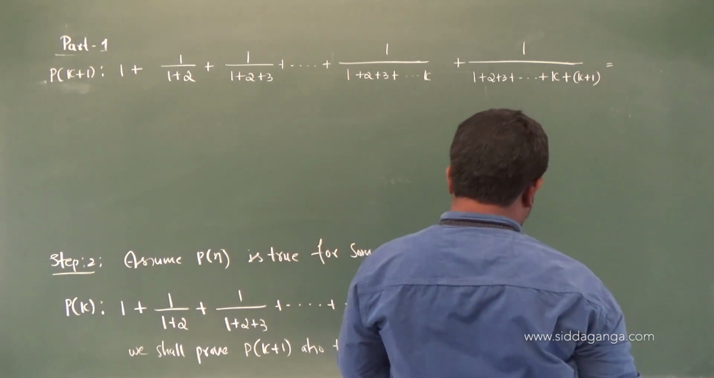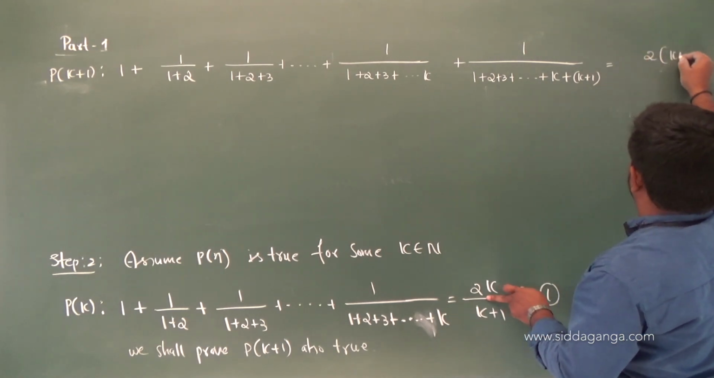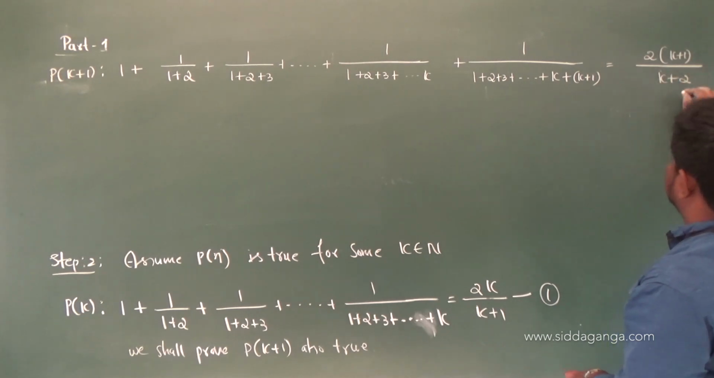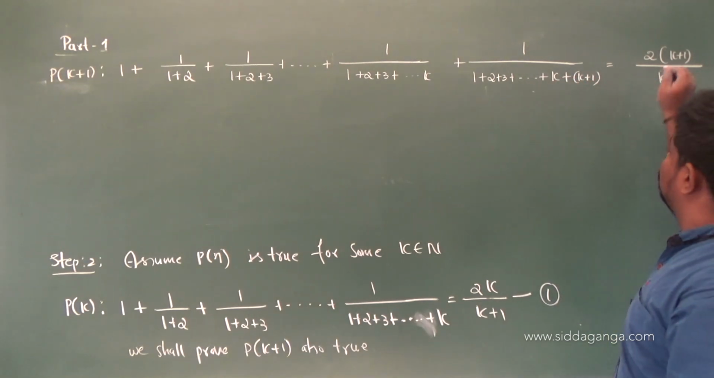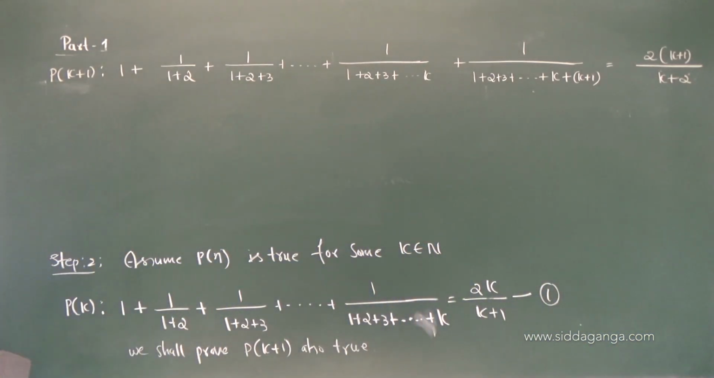So the answer should be what? In place of k, 2 into k plus 1 by k plus 1 plus 1. This is to be proved. By using this LHS, you have to prove this RHS. That's it. Okay?